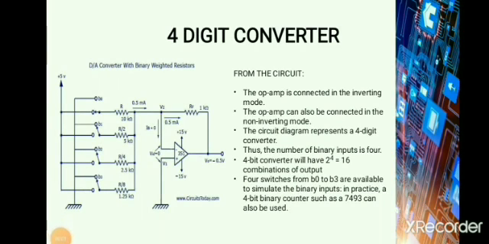This is the DA converter with binary weighted resistors. From this circuit, we can see that the op-amp is connected in the inverting mode, but it can also be connected in the non-inverting mode. Here the number of binary inputs is 4. Therefore the 4-bit converter will have 2 power 4, that is 16 combinations of output. 4 switches from B0 to B3 are available to simulate the binary inputs. In practice, a common example that can be used is the 7493, a 4-bit binary counter. It can also be used.